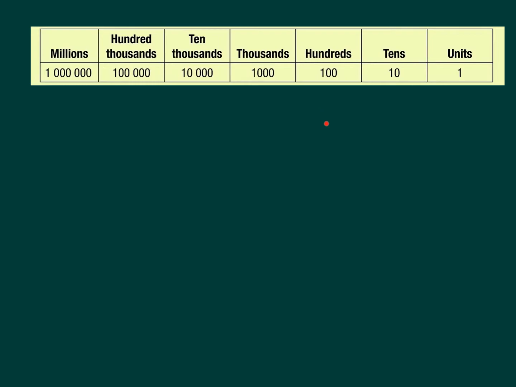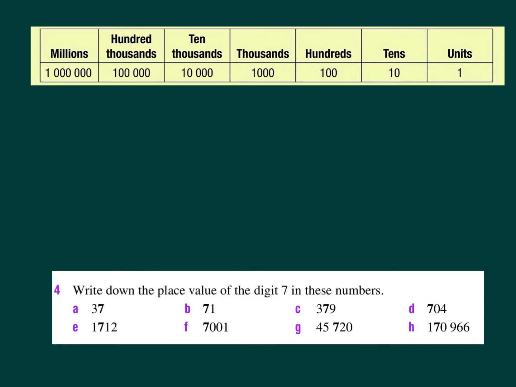I'm just going to use a number which is 126. I'm just going to write it in here, 126. What I want to find out is the value of this 2 over here in the number 126. So the place value of the 2 is in fact 20. So let's do a couple of practice questions.